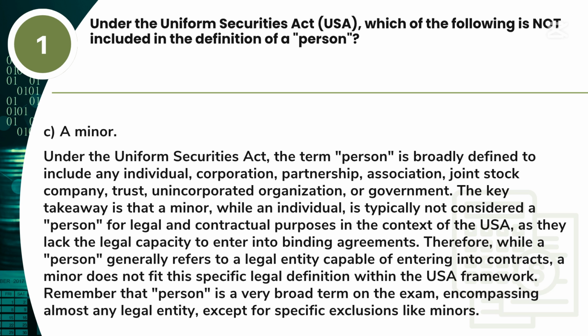Answer: C. A minor. Under the Uniform Securities Act, the term person is broadly defined to include any individual, corporation, partnership, association, joint stock company, trust, unincorporated organization, or government. The key takeaway is that a minor, while an individual, is typically not considered a person for legal and contractual purposes in the context of the USA, as they lack the legal capacity to enter into binding agreements.